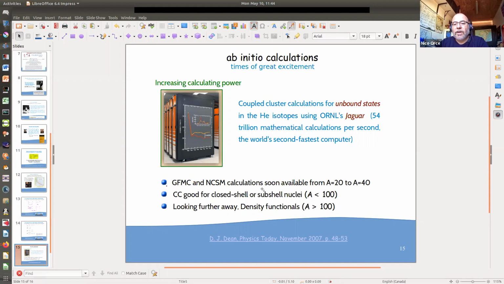I don't want to go through any of these methods, but basically this is the Jaguar supercomputer in Oak Ridge National Laboratory in the US, which can do 54 trillion mathematical calculations per second. It has over 200,000 microprocessors. You can Google it. At the time, it was the second fastest computer, or the biggest computer. So over 200,000 microprocessors. You know, this is what you need to do these kinds of calculations. Very, very demanding.